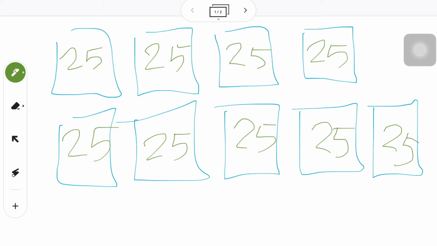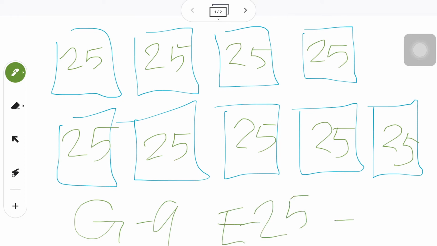If you said it's multiplication, absolutely right, because I've got groups of 25, right? So it's like saying I've got 9 groups with 25 each, and I don't know my total, right? So to find that total out, we've got to multiply these two numbers, right?